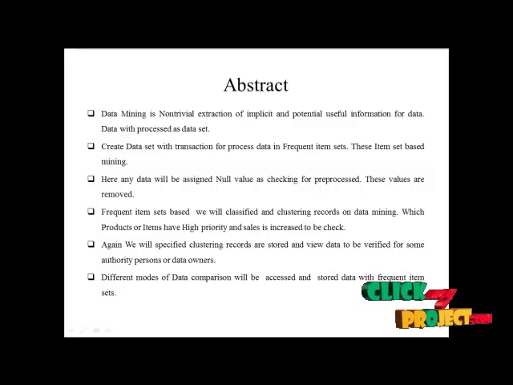Here any data with a null value is checked in pre-process, and these values are removed. Based on frequent item sets, we will classify and cluster records in data mining, to check and verify which products or items have high quality and increased sales. Again, we will specify the clustering records as stored and view data, to be verified by authority persons or data owners, and the different modes of data comparison will be accessed and stored with frequent item sets.